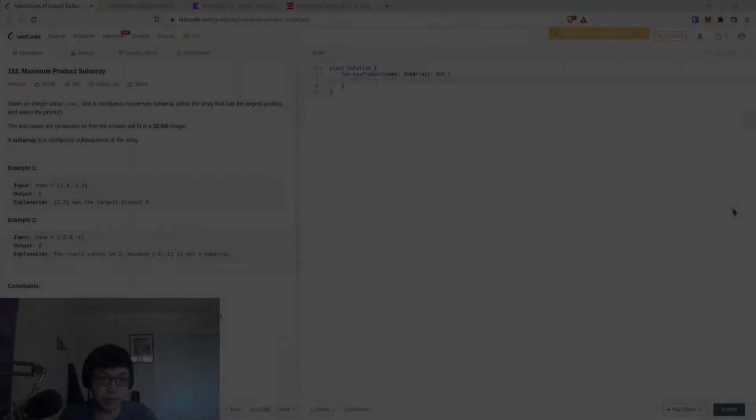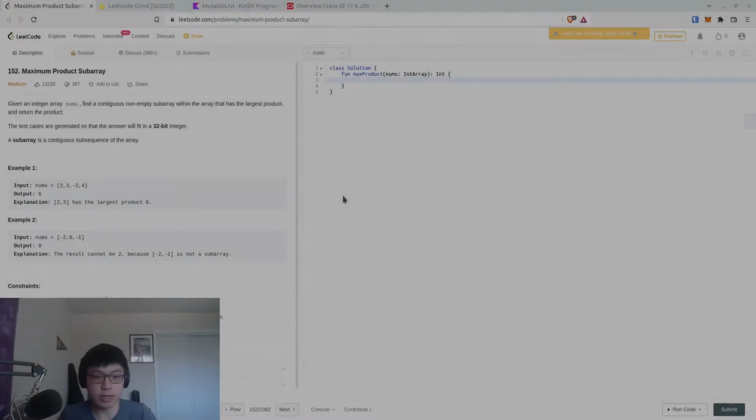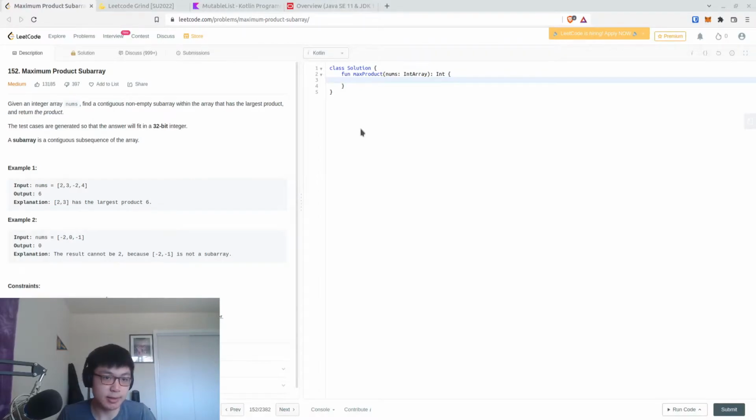All right, let's work on the second problem of the day, which is LeetCode number 152, Maximum Product Subarray. Given an integer array nums, find a contiguous non-empty subarray within the array that has the largest product and return that product. Okay. And test cases are generated so that an answer will fit in a 32-bit integer.